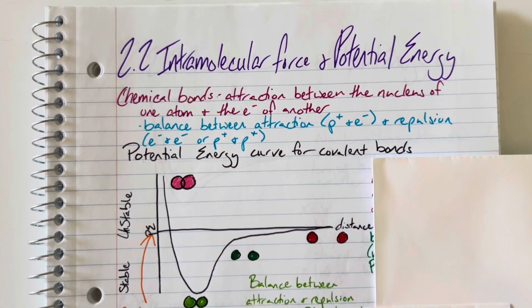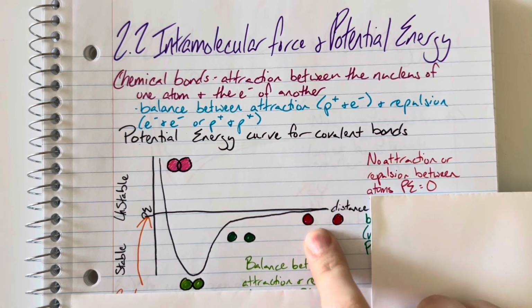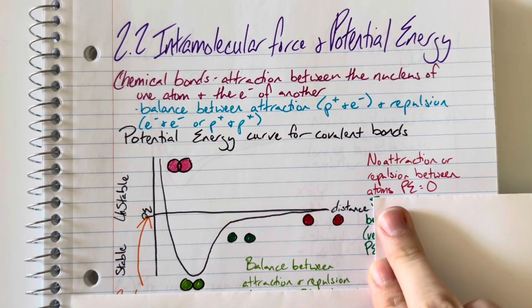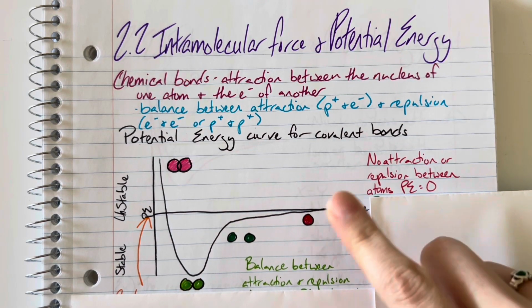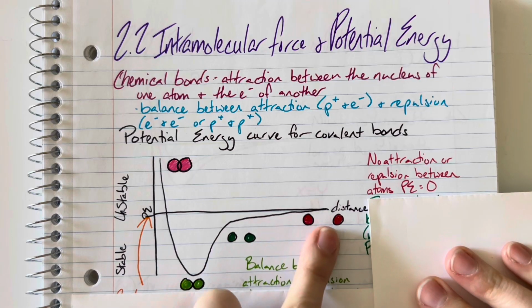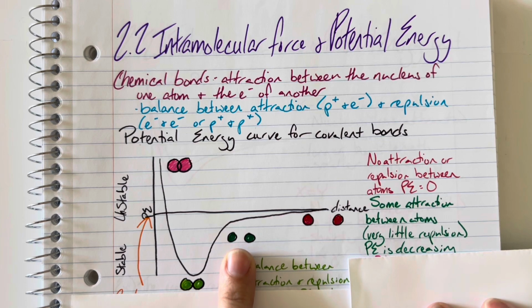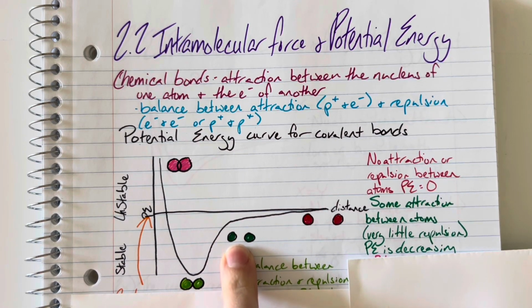that reflect what's going on in each of those regions. So first up, I'll talk about this red situation here where we have quite a large distance between my molecules. I'm not going to have any attractive or repulsive forces between these molecules. My potential energy is going to be at 0. Then as the atoms move closer together, we start to have some attraction between the nuclei and the valence electrons, and there's very limited repulsion, and my potential energy is decreasing.